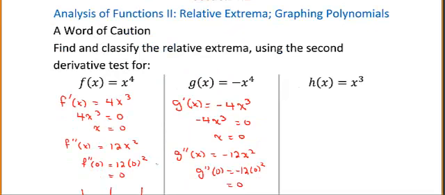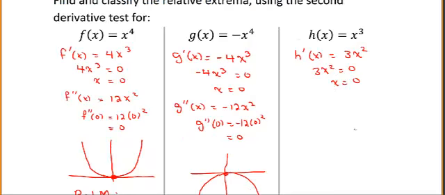Let's take a look at one more function. h of x is equal to x to the third. If I'm looking for relative max or relative min, I'll first of all look for critical points, take the derivative, and the derivative is 3x squared. Setting that derivative equal to 0, because it's never going to be undefined, I get x is equal to 0. And so x is equal to 0 is a critical point. It's a stationary point because it makes the first derivative 0.